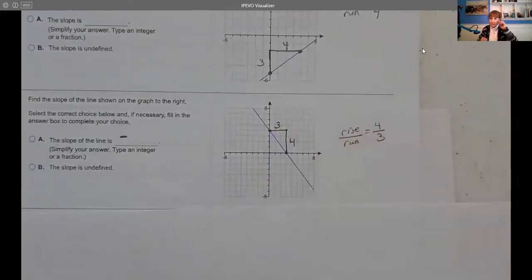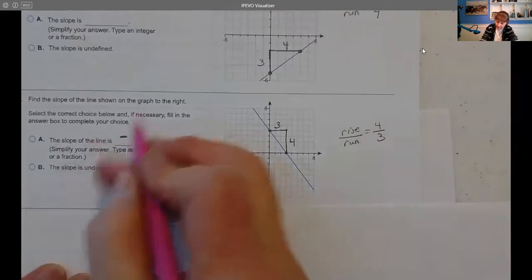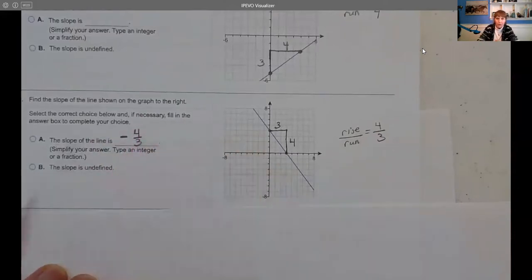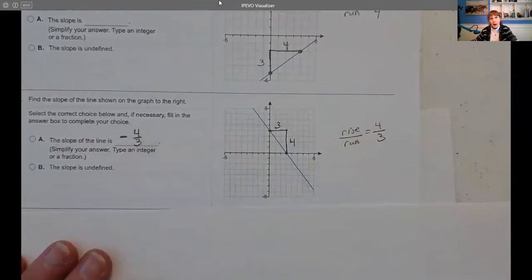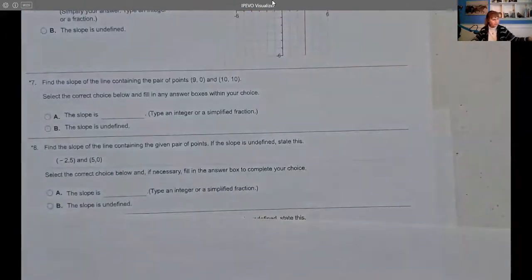And we always leave these improper, so don't make them a mixed number. It's important to leave it just as a fraction. So our answer is 4/3. That's our slope, 4/3, and it's negative because it's falling. All right. Well, I hope that so far you know how to find the slope, what the slope means, and how to find the slope given a graph. Let me see. I believe we have a couple more to do. Yes, we do. These are kind of some special ones.